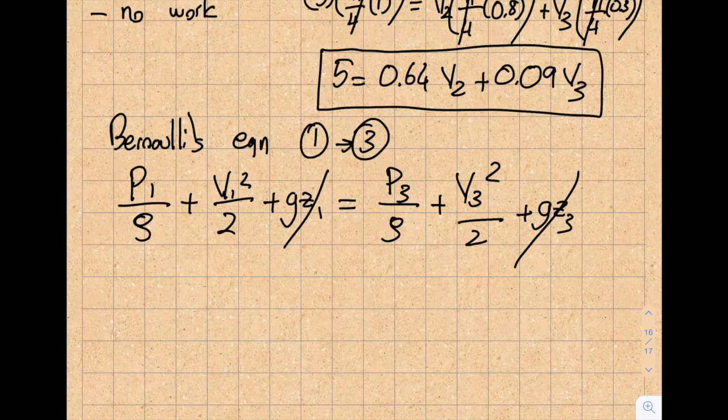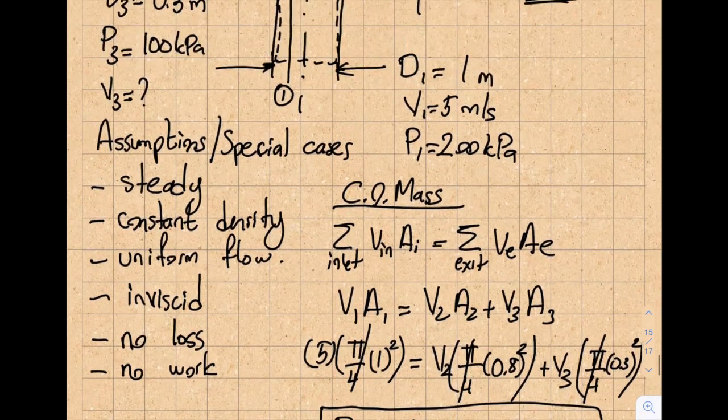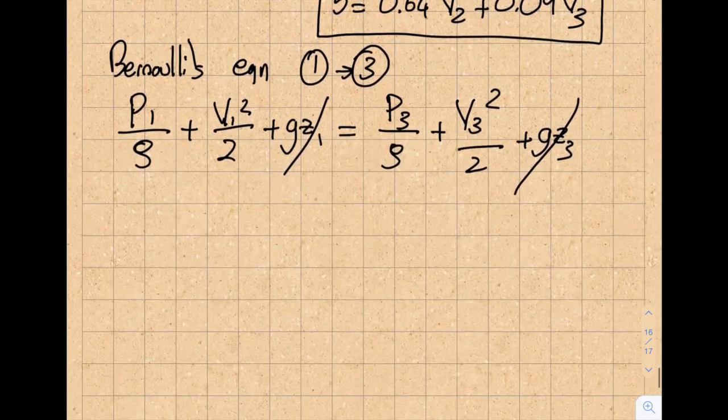So then I will go ahead and insert what I know into this equation. P1 in the question statement was given to me as 200 kilopascal. P3 is 100 kilopascal, V1 is 5. Okay, let's insert those. Okay, here's what it says.